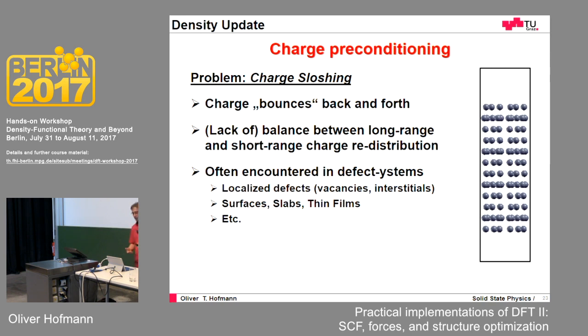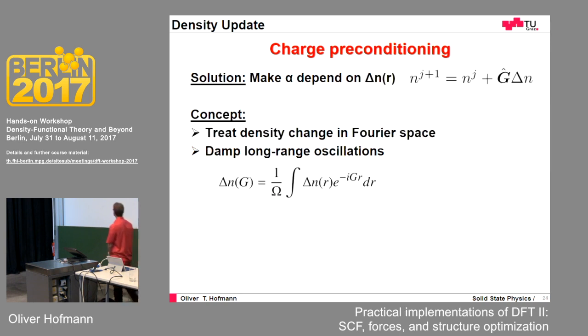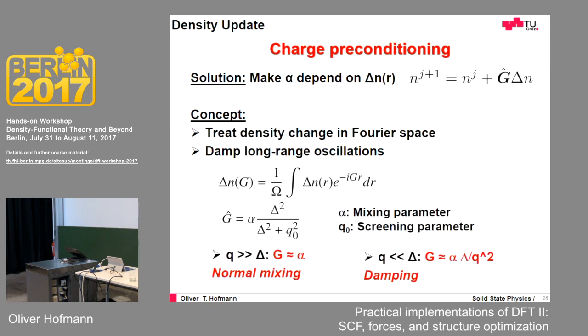And this can actually be solved, or at least mitigated, by what's called a preconditioner. The idea here is, in a manner of speaking, to Fourier transform the electron density difference and then project out certain components of it. Specifically, damp the long-range oscillations more than you want to damp the short-range oscillations. This is just to put it shortly, and I see that I have to hurry a little bit, so I go over this a little bit faster.